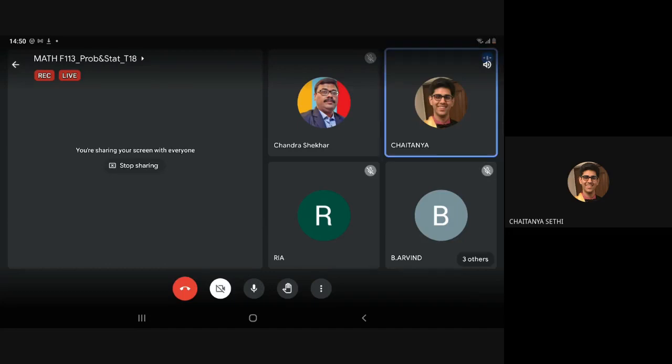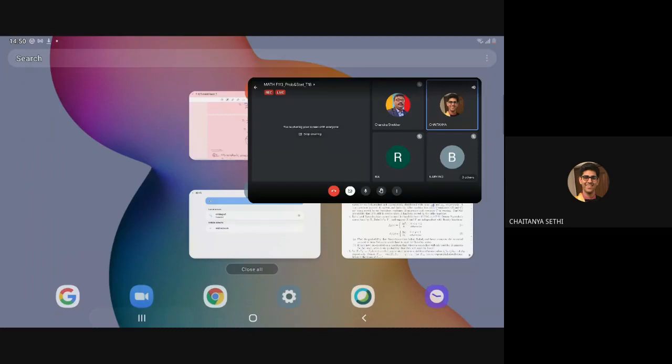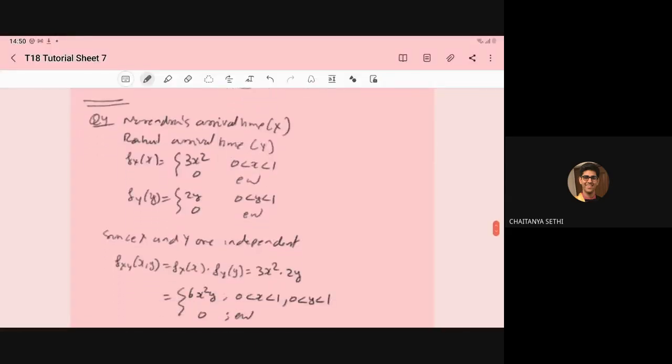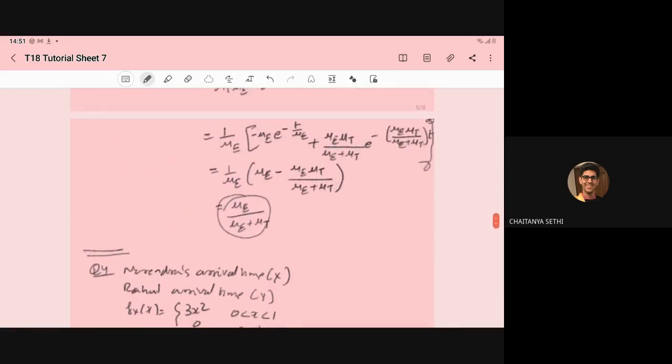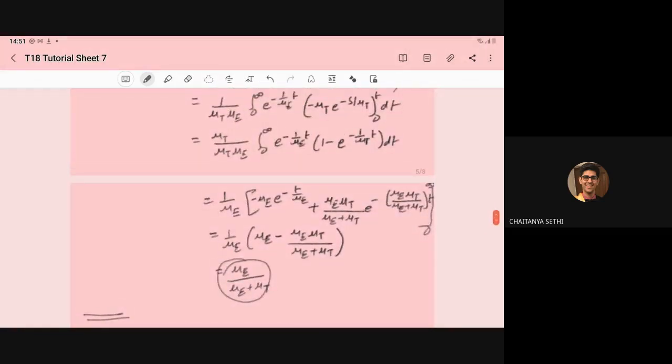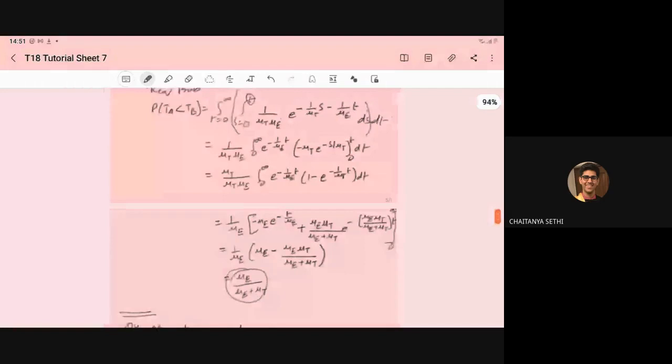Can you show the answer of the last question? The last solved question, or the last question of the sheet? Sir, question 3 only, the integration part. Yes, sir. Okay, sir. Got it, sir. First you integrate with respect to s, then you integrate with respect to t. Okay, sir. So in the next class we continue.